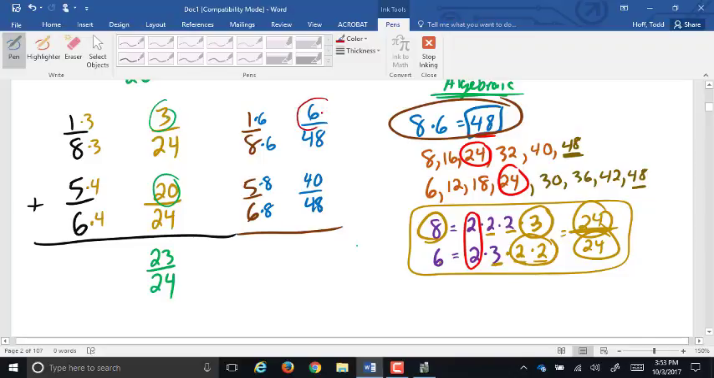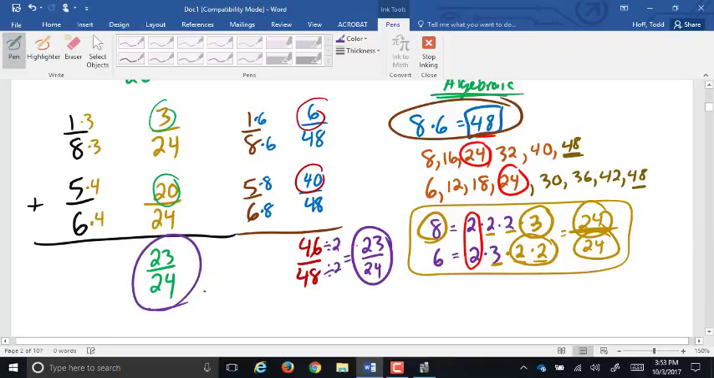We would add there, 6 and 40 make 46 over 48, but we see that both of those numbers can be divided by 2. So we reduce by 2 to get 23 over 24. So you can see we get the same result. It just took an extra step because we had to reduce it when we were done.